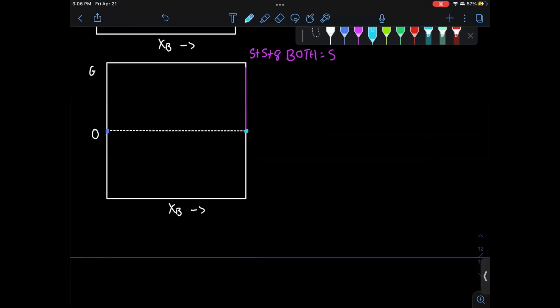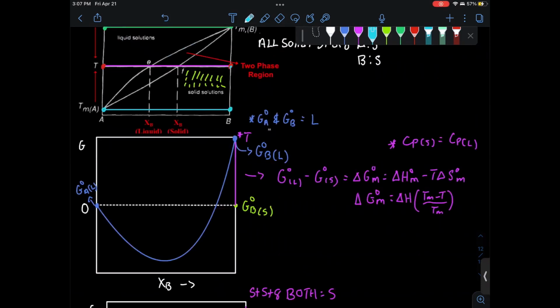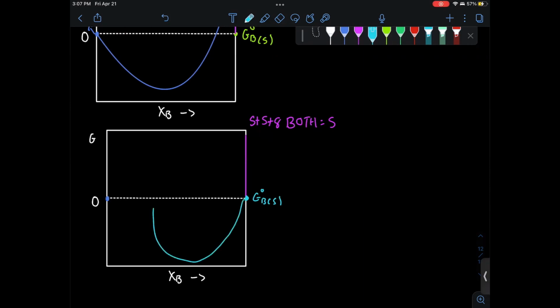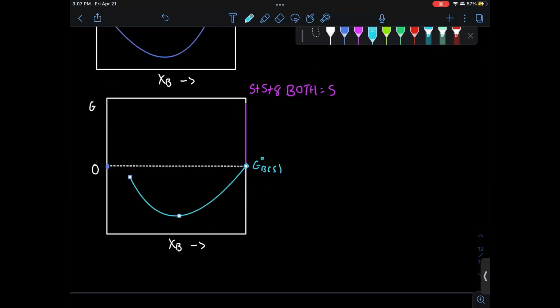All right, so I've set up my Gibbs free energy chart here. Now let's say we want to start with our Gibbs free energy of our standard state of B being now a solid. Well, that works fine because we know at this temperature, B is a solid. So its Gibbs free energy is going to decrease. Let's see if I can get that parabola going again. I'll just try it one more time. Maybe one more. There we go.